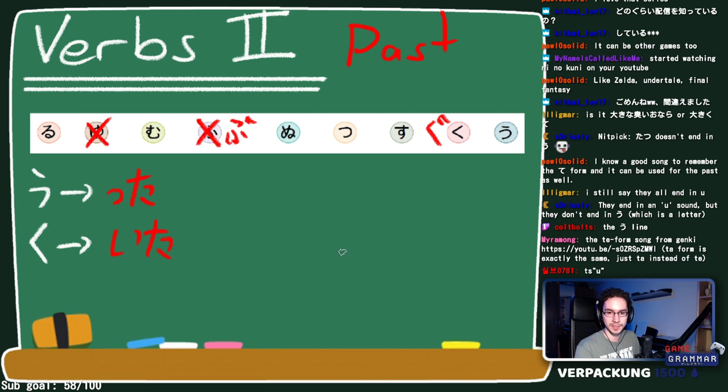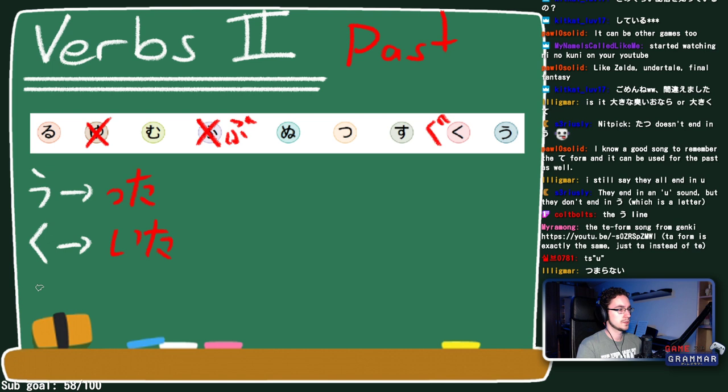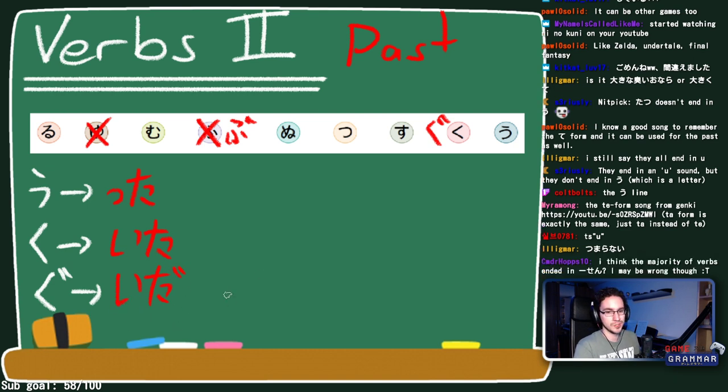The Te-form song from Genki. There you go. Ku, then gu becomes ida. Simple enough. Just carry over these dakuten. That's a bit weird. Ida. There we go. An example would be nugu, nuida, you know, got naked.